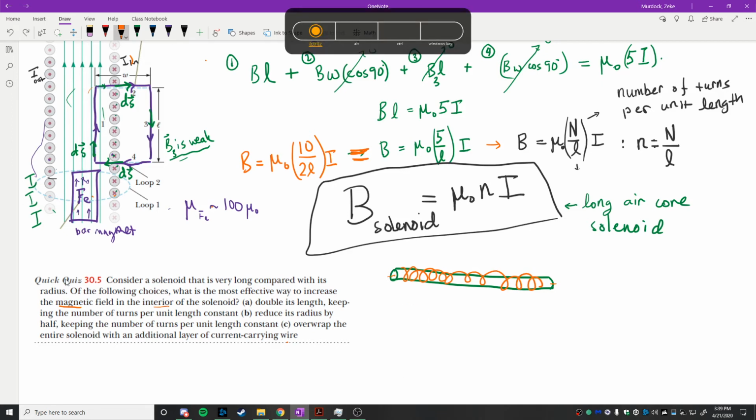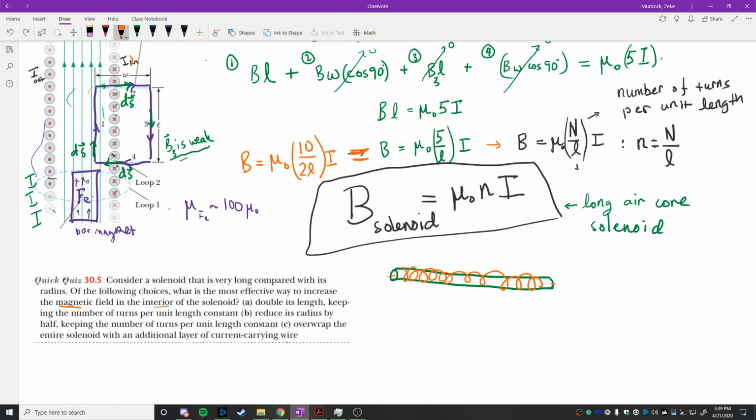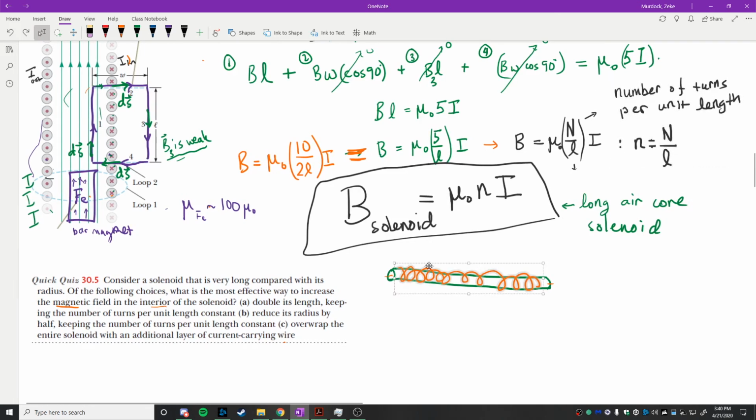If you guys want to answer, take a time to think about it. I'll give you a minute or so. Read the question again. Look at the formula right here. N is this thing, right? There's some lag with the program there. This is N, number of turns per unit length. So read the question, type your answer in chat whenever you're confident of it.